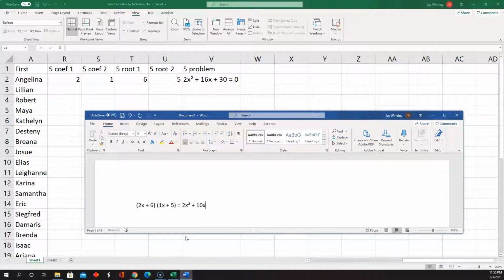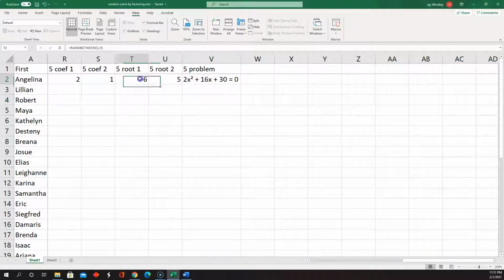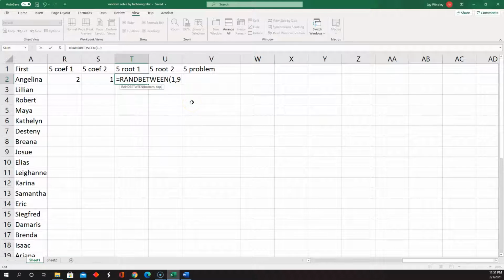2x times 5x is 10x. 6 times 1x is 6x. And 6 times 5 is 30. So 2x squared plus 16x plus 30. So our display is correct. But I don't like this 6 having something in common with the 2. So instead of just picking a random number, I'm going to do a nested switch.